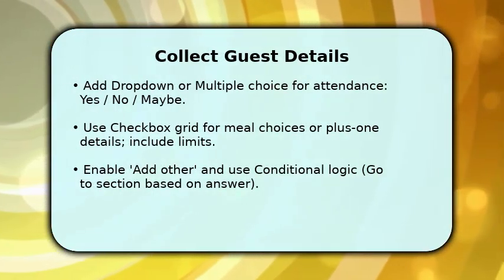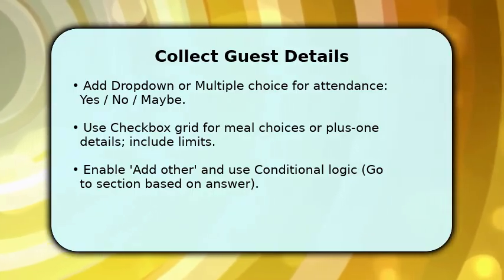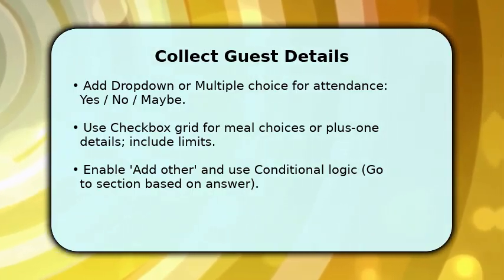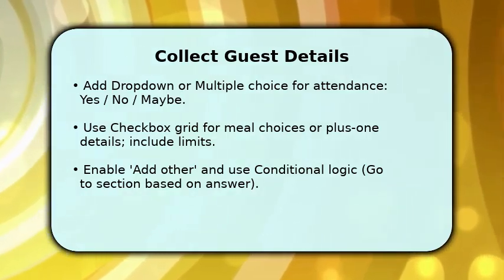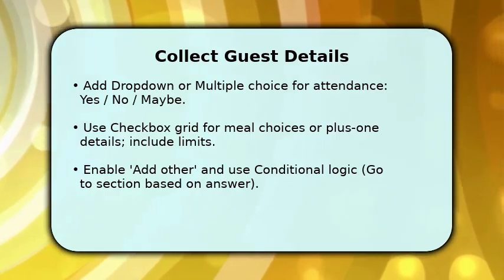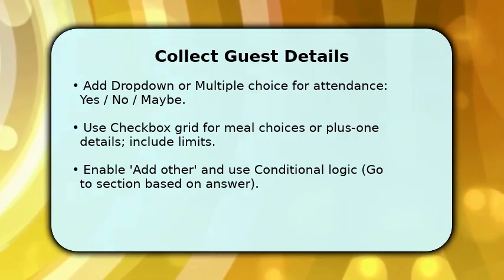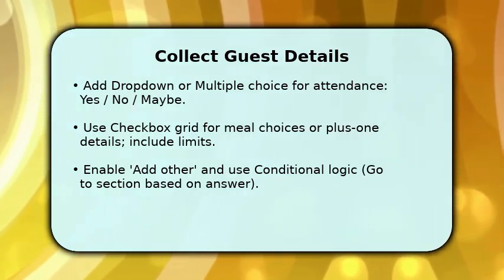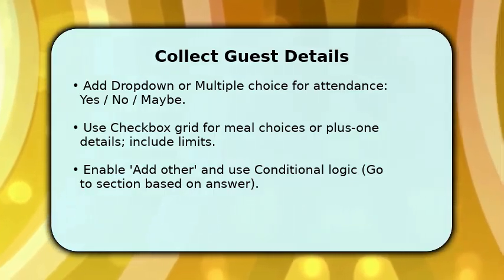Next, collect RSVP specifics. Add a multiple-choice question for attendance with options yes, no, maybe so responses are easy to scan. Then add conditional sections. If they select yes, send them to a section that asks meal preferences or +1 details using checkboxes or a checkbox grid. Limit selections where needed. Once done, enable Add Other where appropriate.